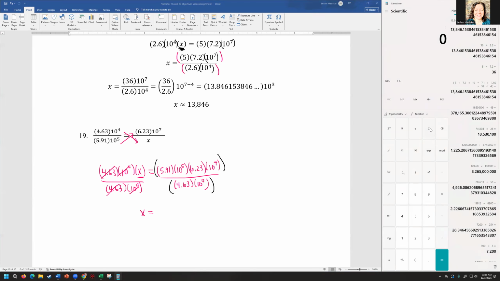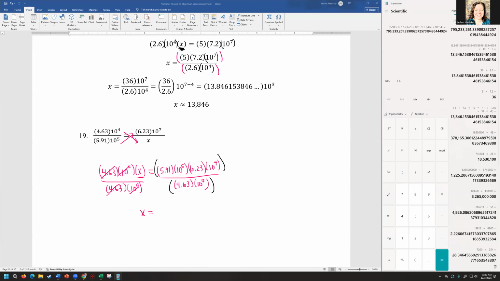So parentheses 5.91 times 10 to the 5th times 6.23 times 10 to the 7th. And then we're going to close that parentheses for the top. It gives me a big number. It tells me what that all multiplies out to. I'm not worried about that. I'm just going to hit divide, open a new parentheses for my denominator, 4.63 times 10 to the 4th, and close that parentheses. And again, you have to remember to hit enter because right now what it's showing is just the answer for the bottom part.